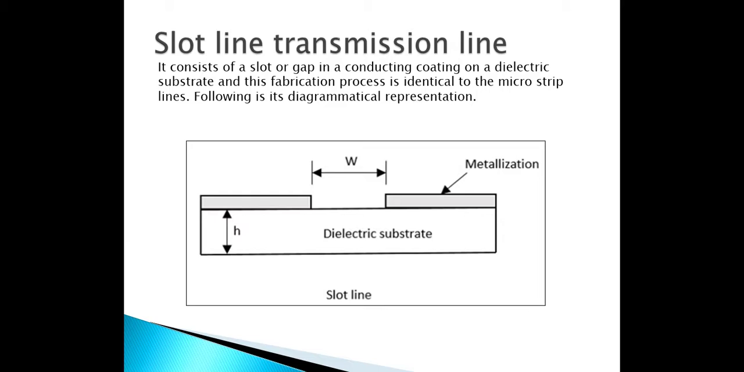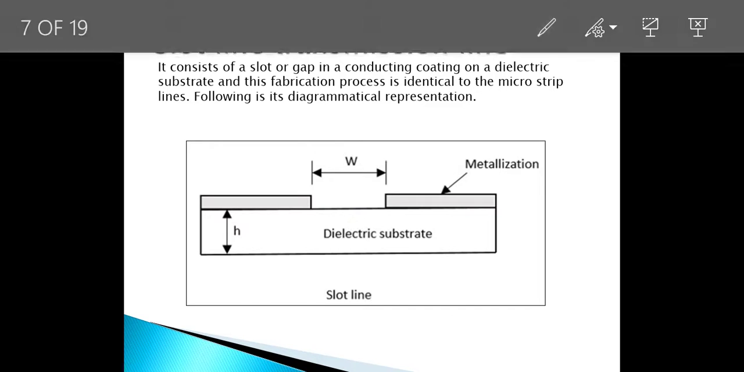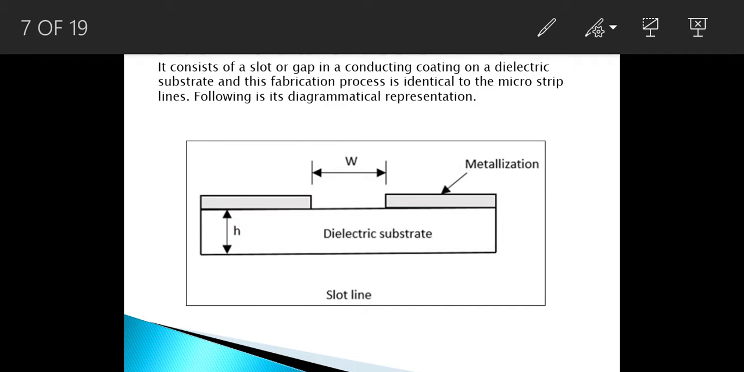The following diagram represents the slot line transmission line. Here a small narrow slot is etched out on one side of the dielectric substrate from the ground plane metal surface. The other side will not have any metallic material.